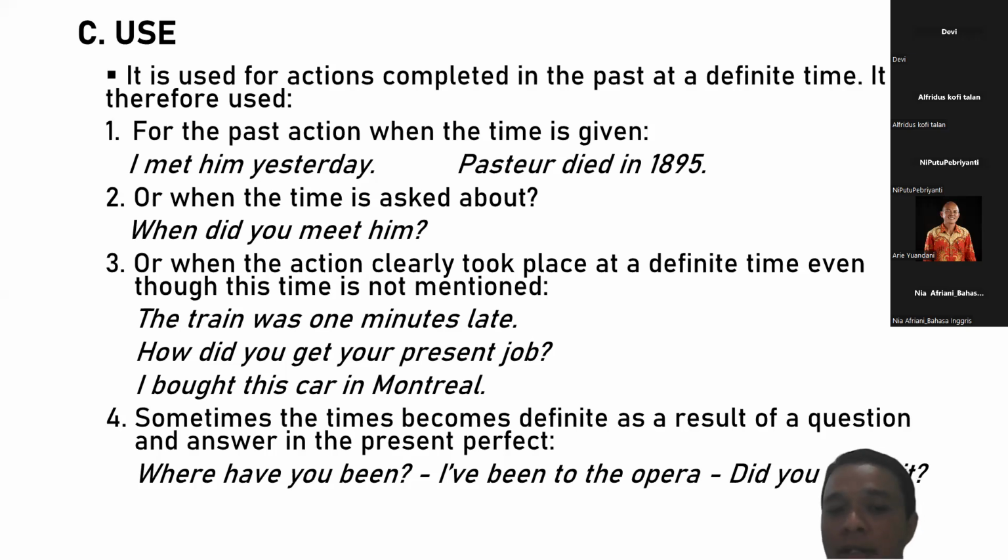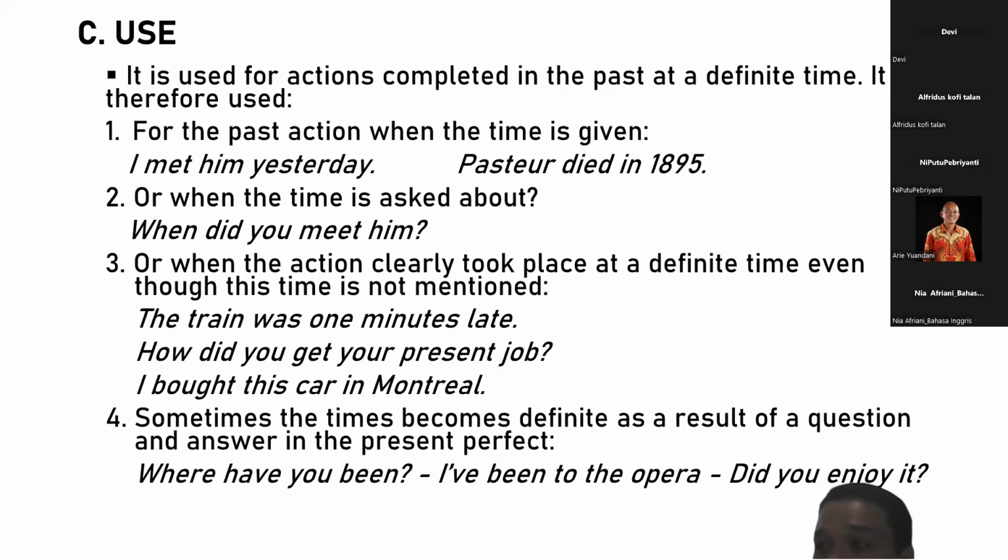And then the fourth one: sometimes the time becomes definite as a result of a question and answer in the present perfect. Where have you been? I've been to the opera. Did you enjoy it? So here, "did you enjoy it" is a question in simple past tense, but it is correlated with the use of question and answer in present perfect tense. Once again, where have you been? I've been to the opera. Did you enjoy it?